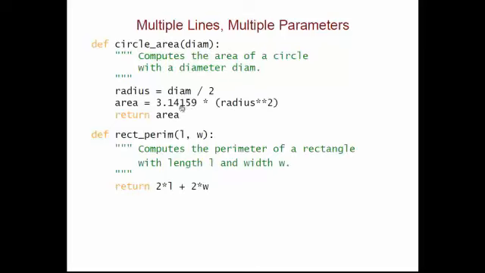multiplying it by an approximation of pi, storing that in a variable called area, and then we return whatever value is in that variable. Here is an example of a function that takes multiple parameters. So it's called rect_parim. It takes the length of a rectangle L and the width of that same rectangle. And notice how you have to have a comma in between the parameters if you have more than one. And then we're returning twice the length plus twice the width.